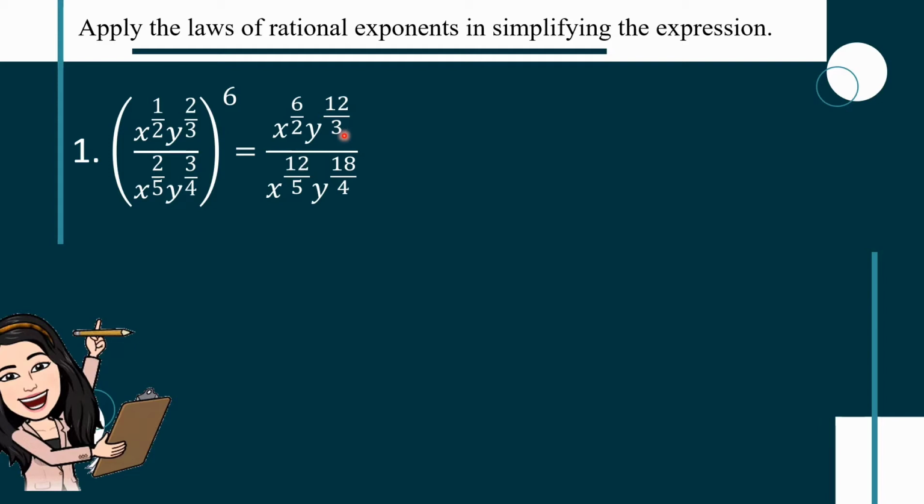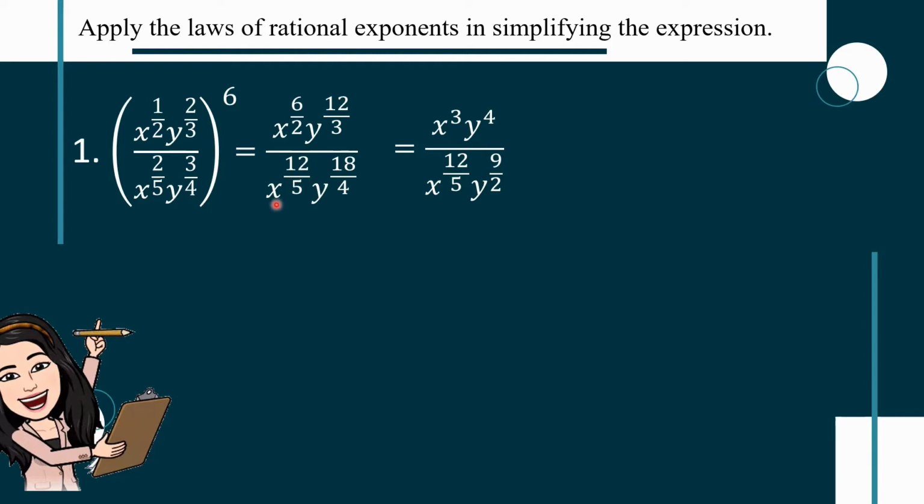Nakukuha ba? Now, let us proceed to the denominator. 2 times 6, 12 over 5. 3 times 6, 18 over 4. Now, i-simplify natin after this. And 6 divided by 2 is equal to 3. Kaya po naging x cubed. y raised to the 12 over 3, and 12 over 3 ay 4. Kaya po naging y raised to 4.